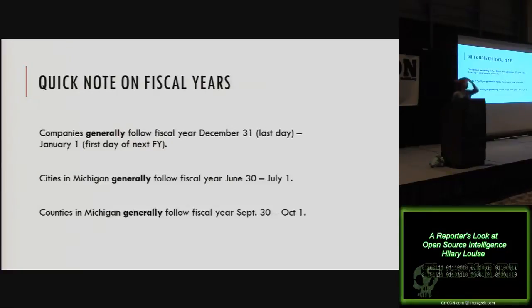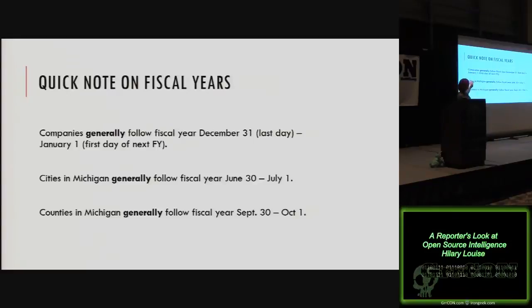Quick note on fiscal years! Yay! Fiscal years. They are weird. Companies generally follow fiscal year December 31, so that's the last day. So when we think of a year, right, you start January 1st, you end December 31st. Not everybody does that the same way, and that will impact your results depending on what you're looking for. So companies are generally this way, but not always.